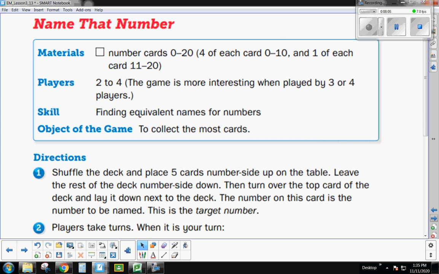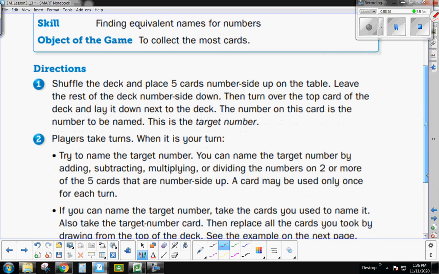So here's what you're going to need for this game. You're going to need some number cards, numbers 0 through 20. You could just make these cards on index cards or even little scrap pieces of paper. You need 4 of each of the numbers 0 through 10, and then just 1 of each for cards 11 through 20. You can play this with 2 to 4 players, and what you're doing is finding equivalent names for numbers, kind of like what we're doing in class today.